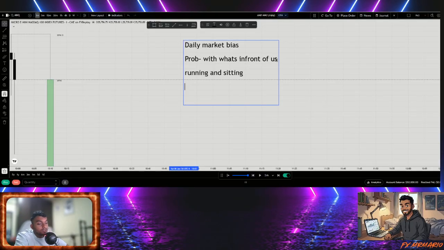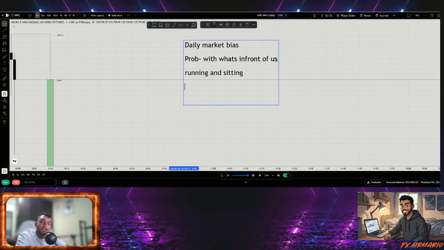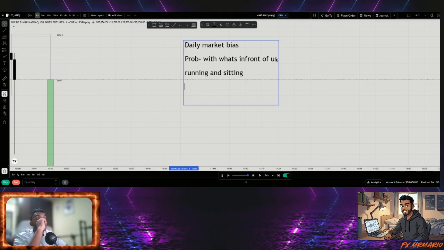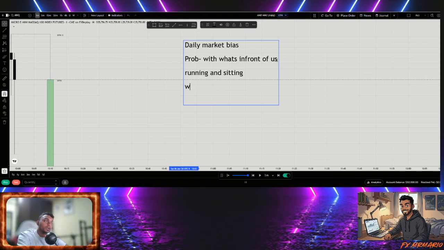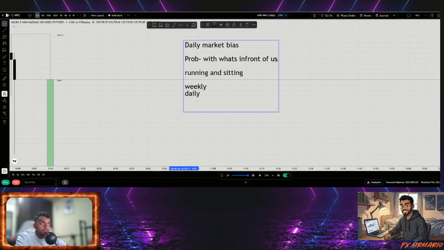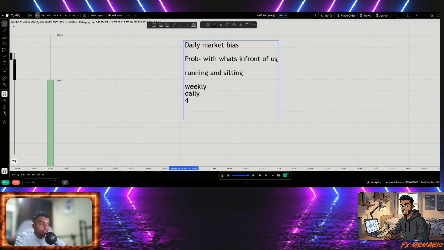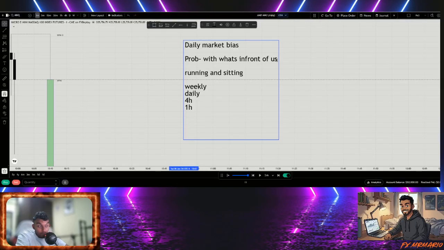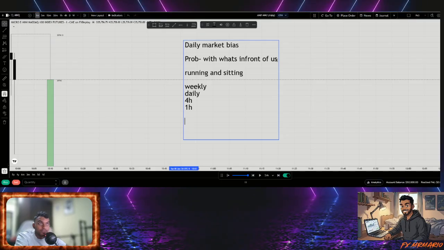So basically what we're going to do is funnel the whole market. From a big price range, we're going to make it smaller and smaller and smaller. How are we going to do that? Simple. We're going to look at weekly, daily, 4 hour, 1 hour. This we call the higher time frame. This is how we funnel it: weekly, daily, 4 hour, 1 hour. Where are we going to take our trades? 15 minute, 5 minute, 1 minute.